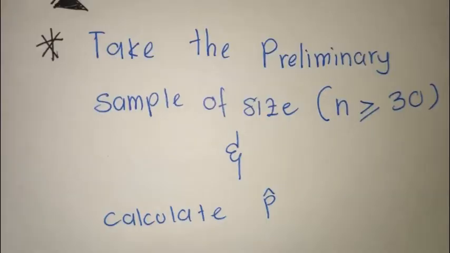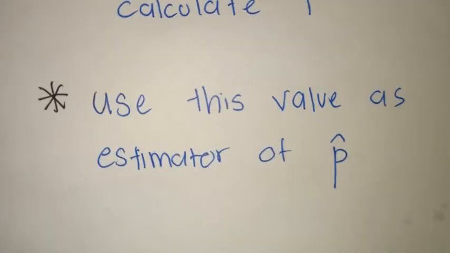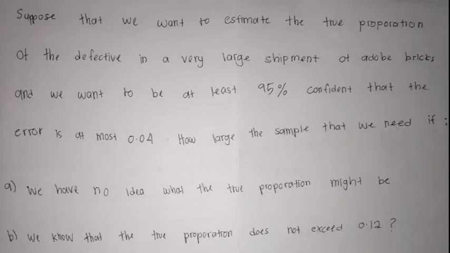For the second condition, take a preliminary sample of size n greater than or equal to 30, and we can calculate the sample proportion. Use this value as the estimator of the proportion. Okay, let's take a look at the example.